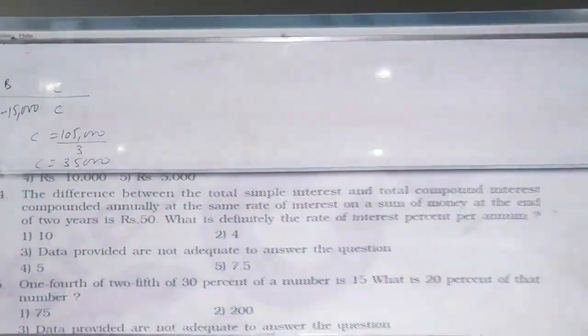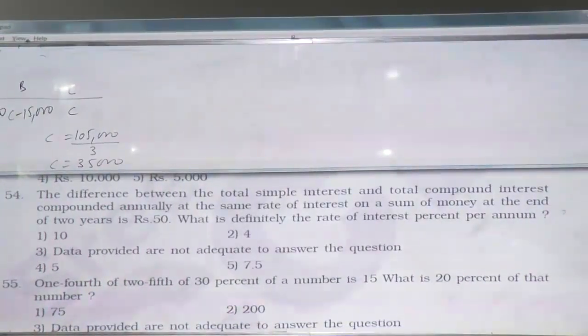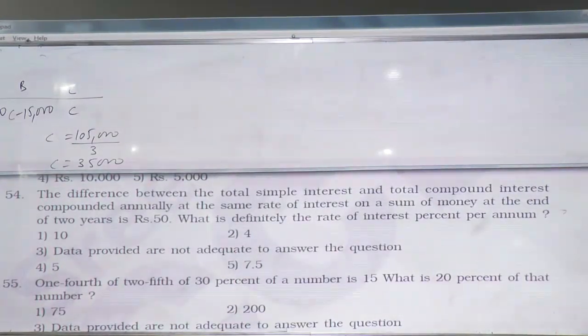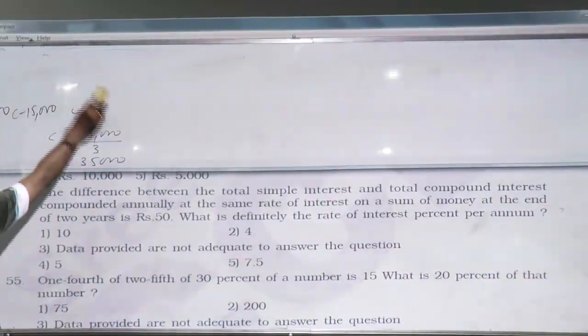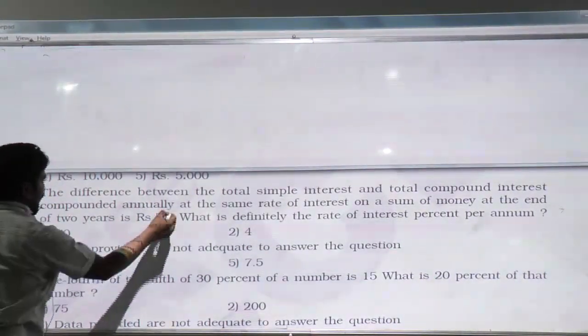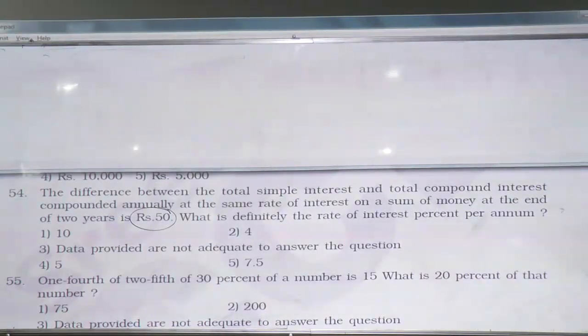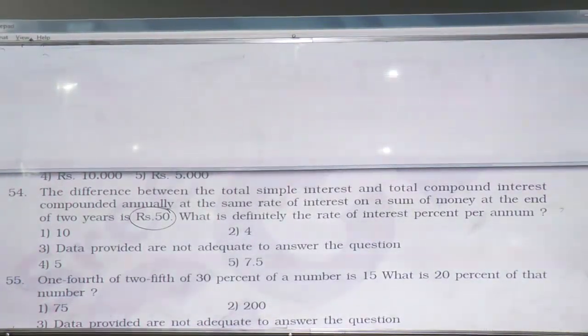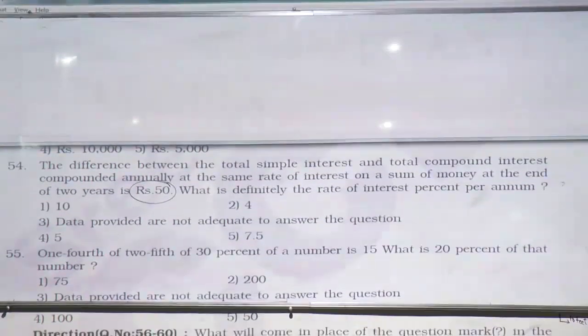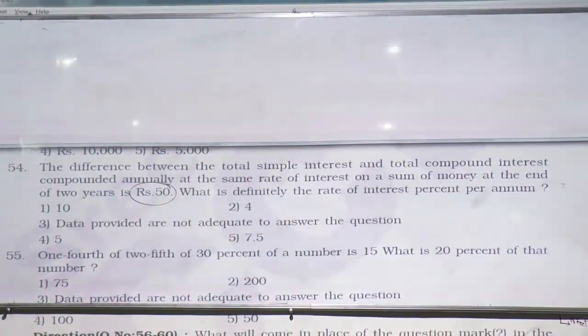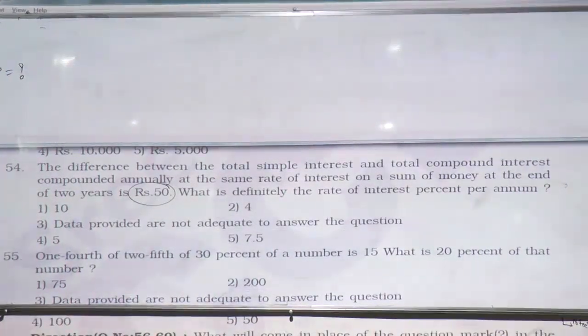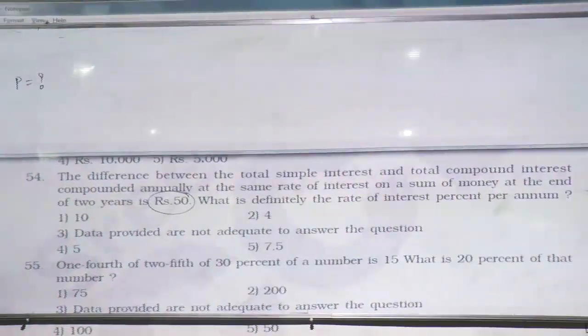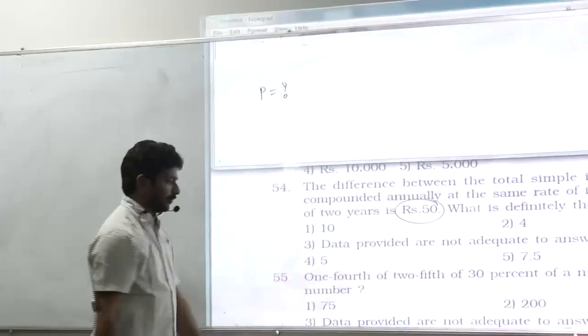The difference between the total simple interest and the total compound interest, compounded annually at the same rate of interest on a sum of money at the end of 2 years, is 50. What is the rate of interest percent per annum? What do you have? 50 rupees as the difference between total simple interest and compound interest for how many years? 2 years. What is required? When you are asked about the rate of interest, you need to know the principal. If you know the principal, then you can calculate the rate of interest. Yes or no? Will you get the answer? No.